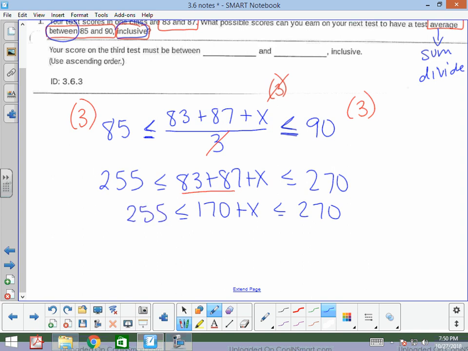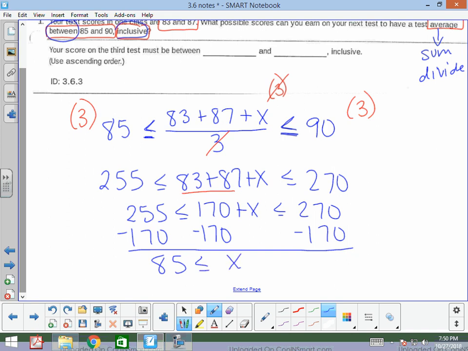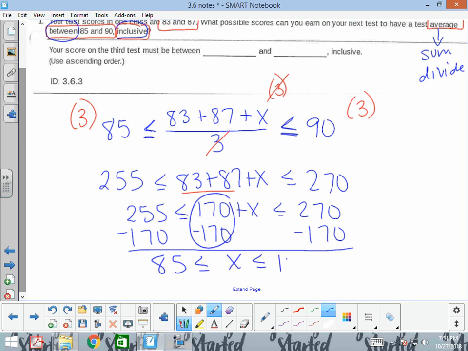All right, so now we have 255 is less than or equal to 170 plus x, which is less than or equal to 270. So we need to solve for x. In the middle, 170 is positive, so we're going to subtract 170 from the middle, subtract 170 from the right, and subtract 170 from the left. So 255 minus 170 is 85. This part right here is 0, so x is in the middle. And then 270 minus 170 is 100.